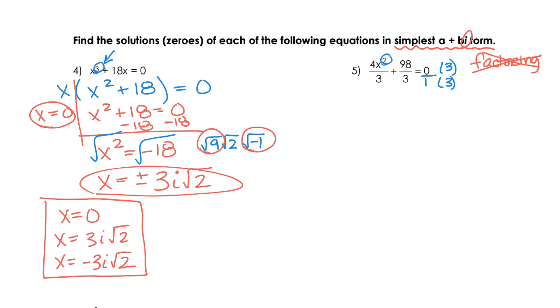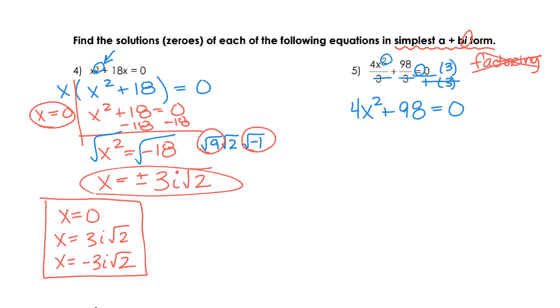And so we end up with this 3, and because we have an equal sign, we don't have to worry about the denominators anymore. We end up with 4x squared plus 98 equal to 0 times 3, which is 0. There ends up being my equation. We are still equal to 0, and we still have two answers. We could go ahead and try to factor it if we wanted to.